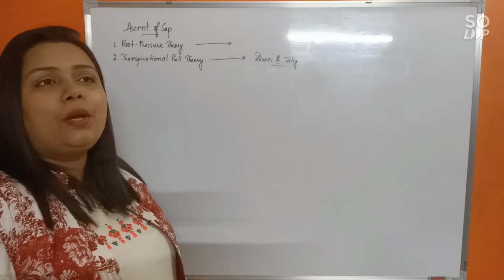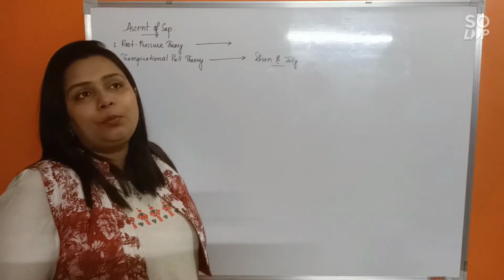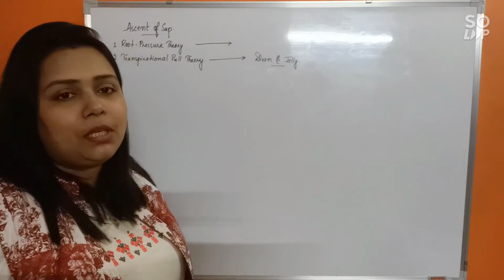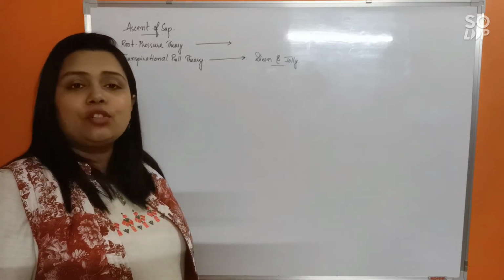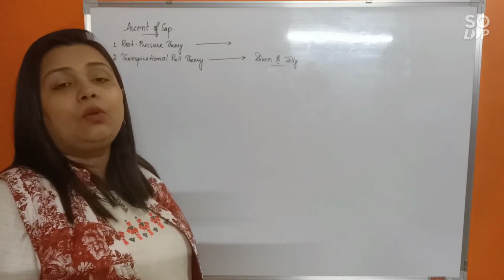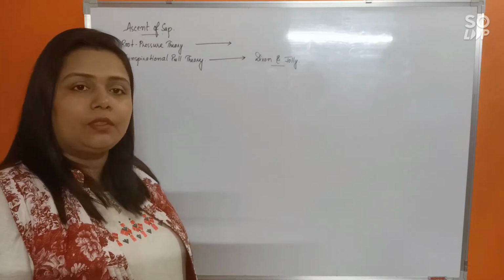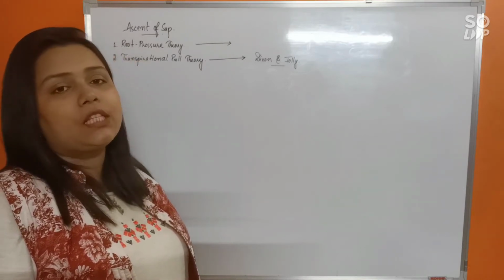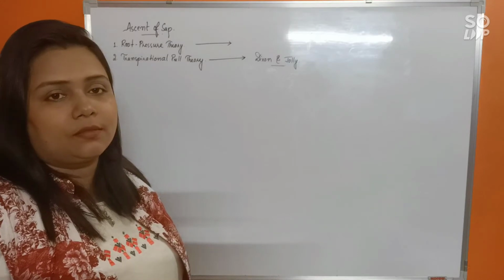Root pressure accounts for upward movement of water up to only 15 to 20 meters. But transpirational pull is so high in magnitude that it can carry the water up to 130 meters as well. So let's see how transpirational pull is created.